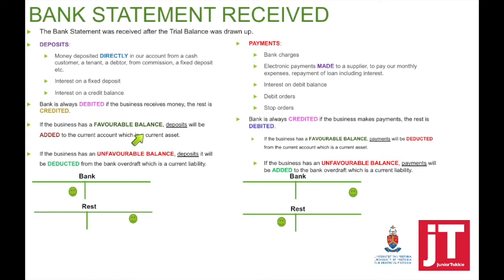If the business has a favorable bank balance, deposits must be added to the current account, which is a current asset. This will appear in your cash and cash equivalents, note number 6. If the business has an unfavorable bank balance, it means that deposits will be deducted from the bank overdraft, which is a current liability. This will appear as current liabilities on the face of your balance sheet.